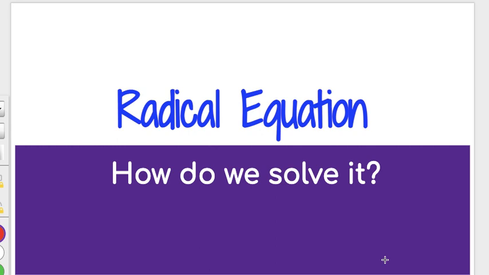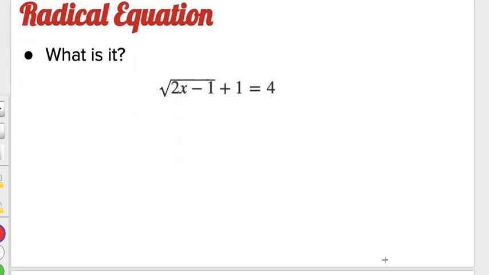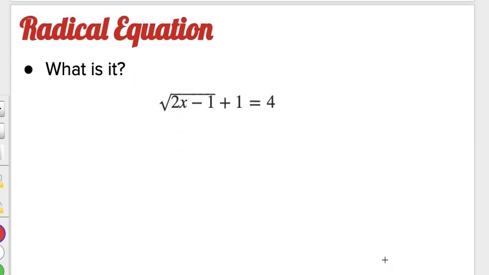So in this video, we are going to start the conversation about radical equations. We're going to check what the equations look like and what strategies we can use to solve them. So the first question is, what is a radical equation? Why do we call it a radical equation?